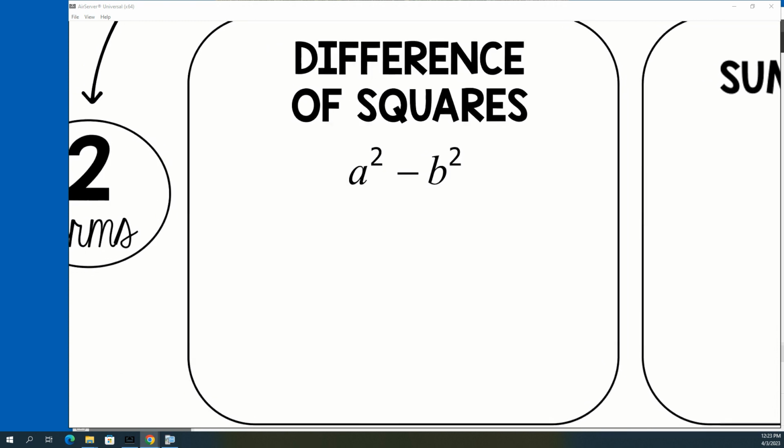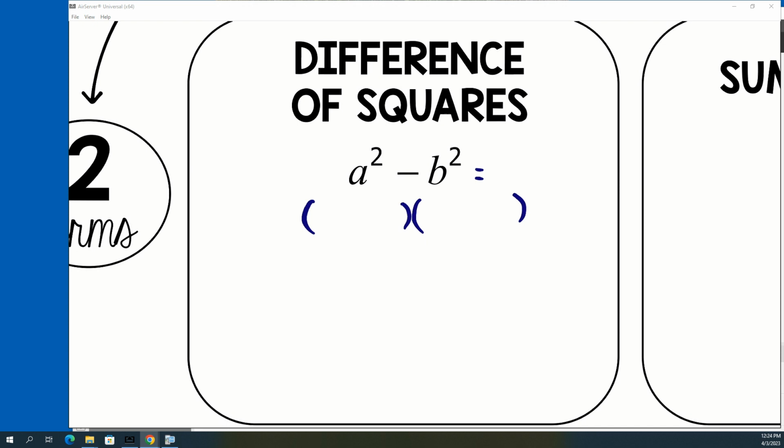It could be the difference of squares, and the difference of squares is one of the easiest ones to do, which means it's one of the easiest ones to forget. So when we're doing difference of squares, there's just going to be two sets of parentheses when you factor. Do you guys remember what to do for difference of squares? It's okay. You find each square root.